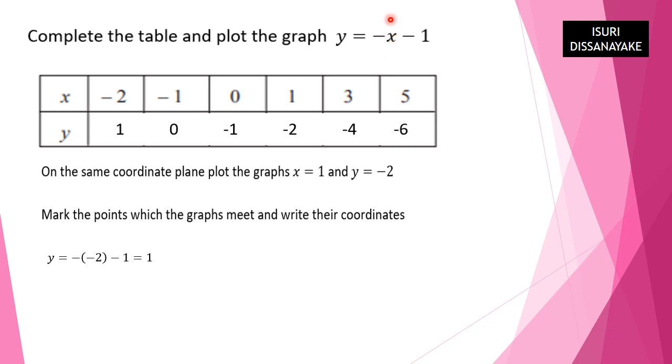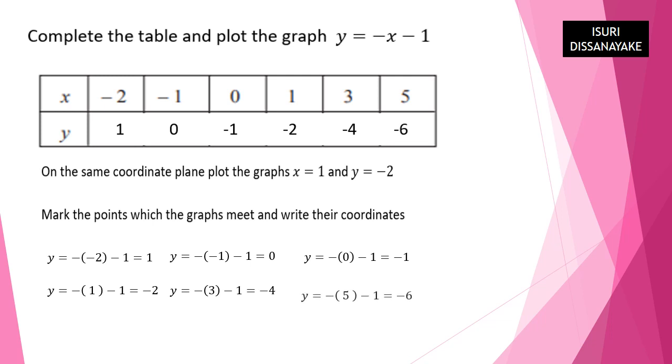So what you have to substitute is only for this x. Look at the next one, that is y equals minus, the next coordinate is minus 1. Then you have to subtract 1 again. So we have y equals minus 0 minus 1, y equals minus 1 minus 1, that is minus 2. And y equals minus 3 minus 1, that is minus 4, and the last coordinate is minus 6.